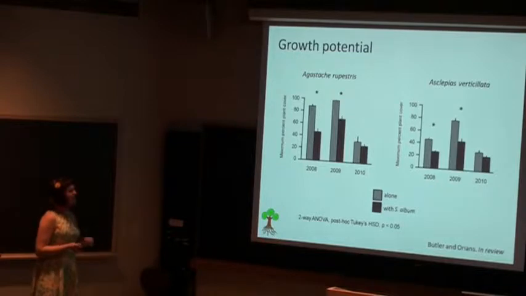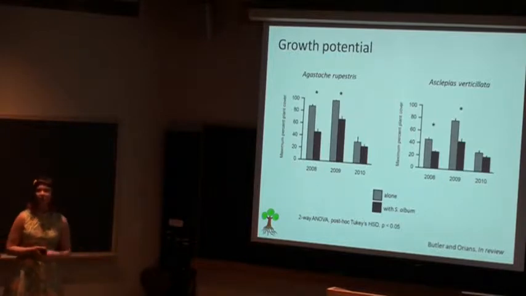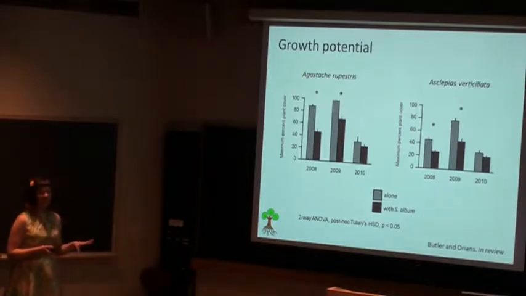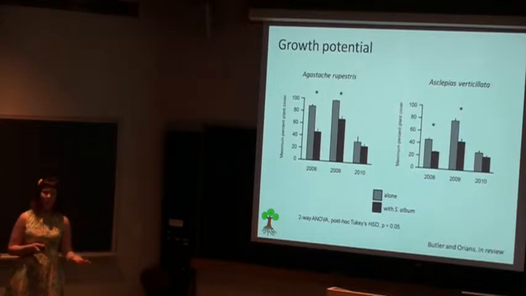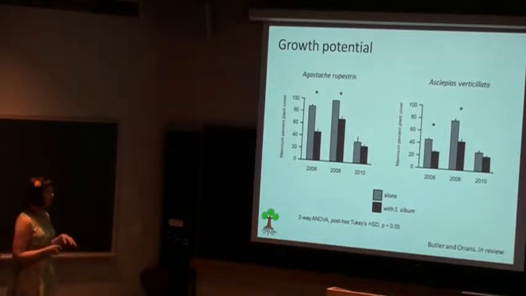So looking at growth here, we have two species, and we'll look first at the Augustastra. For 2008 and 2009, plants that were grown alone tended to grow bigger than plants that were grown with sedum. This suggests competition between the two plant species. In 2010, however, both sets of plants are very small. My explanation is that the drought hit a little bit earlier that year, and so the plants just weren't able to grow big enough.